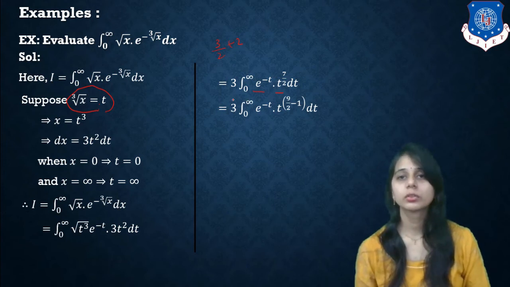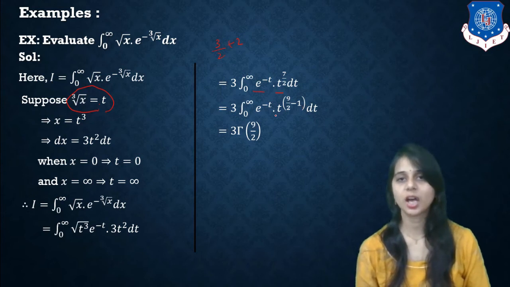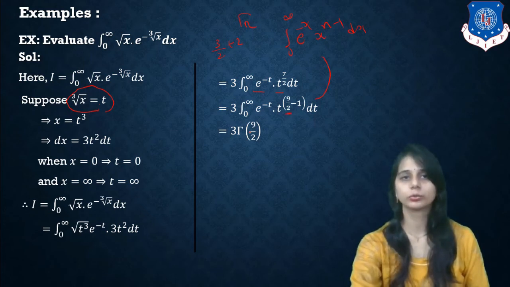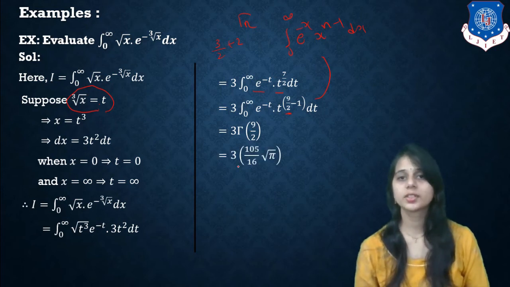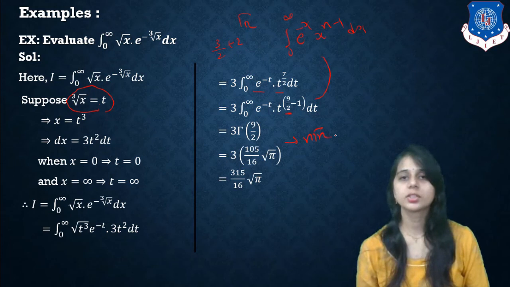Now we have t raised to 9 by 2 minus 1 dt. So we say that it is a gamma function. The gamma function formula is 0 to infinity e raised to minus x, x raised to n minus 1 dx, which is gamma n. So here, gamma n is 9 by 2. So we get 3 gamma 9 by 2. Also we say that it is 105 by 16 under root pi, using the n gamma n property. So the answer is 315 upon under root 6 under root 5.